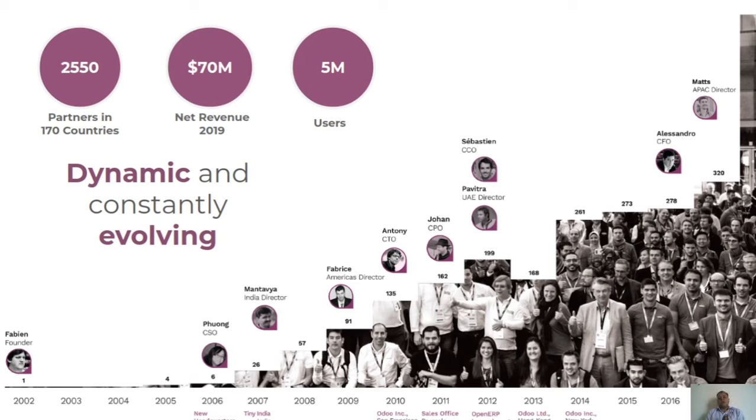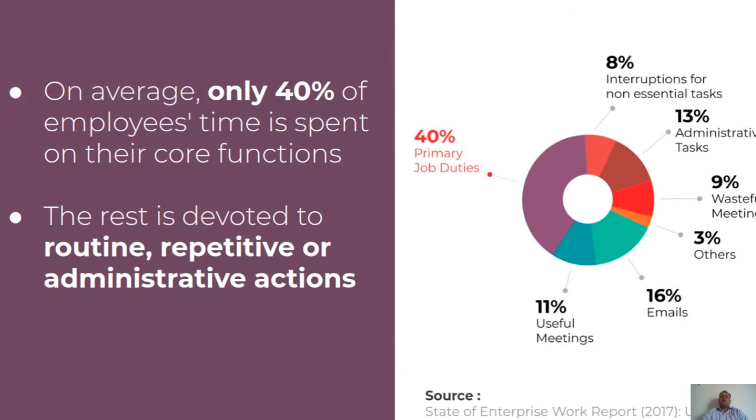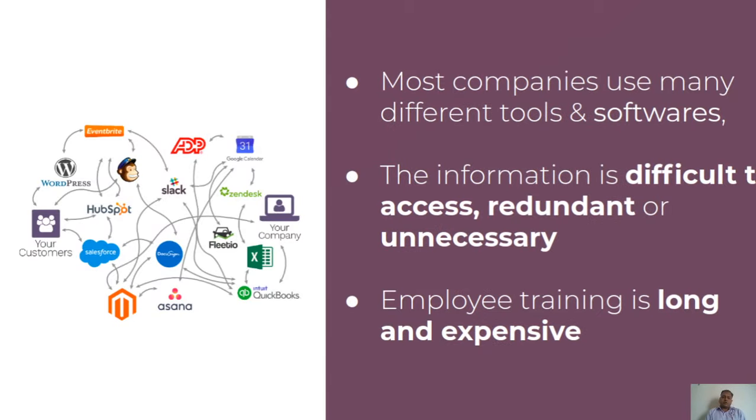So far we have 50 lakhs of users who are currently using Odoo to streamline their day-to-day business operations. It is observed that only 40% of the employees' time is spent on their core functions and activities. However, the rest is devoted to routine and repetitive clerical tasks, for example, compiling data and preparing reports. And of course most SMBs might be using different tools and software to streamline their different verticals.